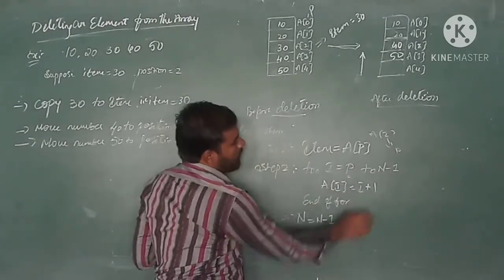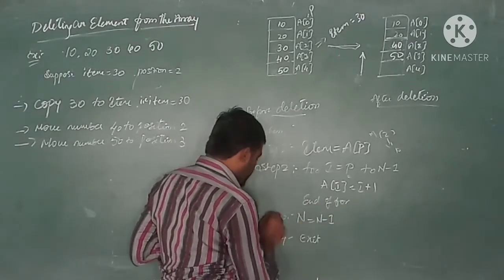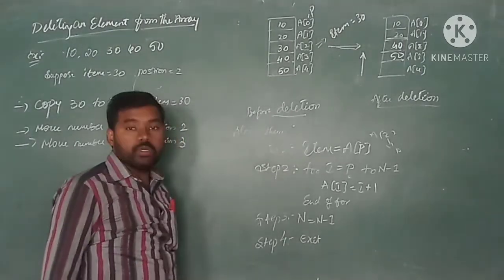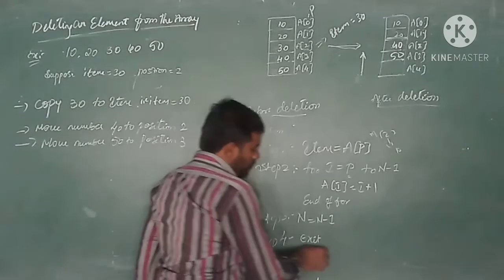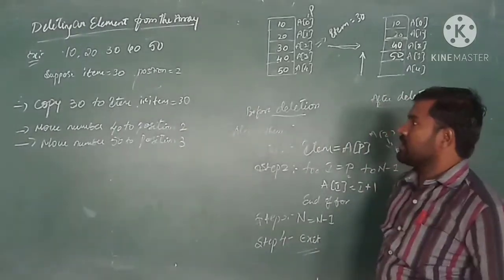Then A of I is equal to A of I plus 1, then end of for, and we are going to decrement the size. That is step 3, n is equal to n minus 1, and finally we are going to use the exit. So this is what exactly the algorithm is saying for deletion, as we did in the previous studies.